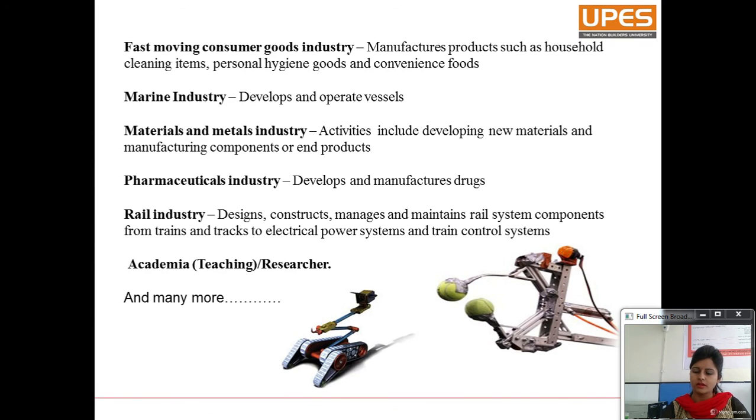For example, all the FMCGs are related to firms like Hindustan Unilever Limited, which is the largest recruiter of mechanical engineers. In the marine industry, you can find your career. In the materials and metal industry, you can find your career. In the pharmaceutical industry, you can manufacture and develop drug design systems. In the rail industry, you can work as a power engineer, construction engineer, or design engineer. And if you want to make good mechanical engineers, you can join as a faculty member or join academia.